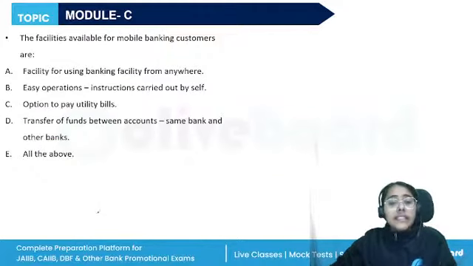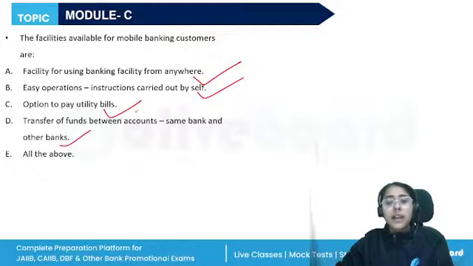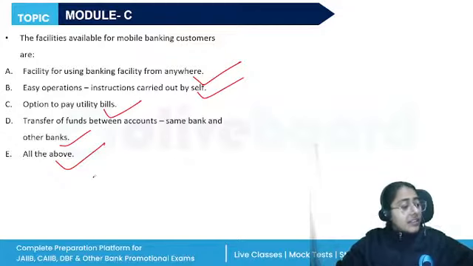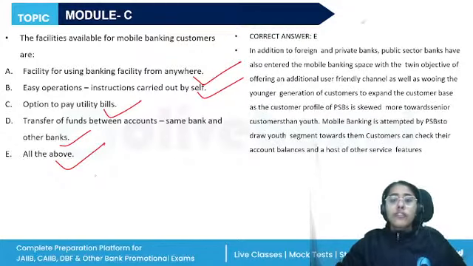Next, the facilities available for mobile banking customers. Now we have moved on to the electronic channels. Mobile banking provides which services to the customers? Facility for using banking facility from anywhere. Yes. Easy operations, instructions carried out by self. Correct. The user interface should be simple to understand. Option to pay utility bills is provided. Transfer of funds between the accounts, same bank as well as other banks. And option E, all of the above. So mobile banking provides the core services as well as the other services. So all of the above.